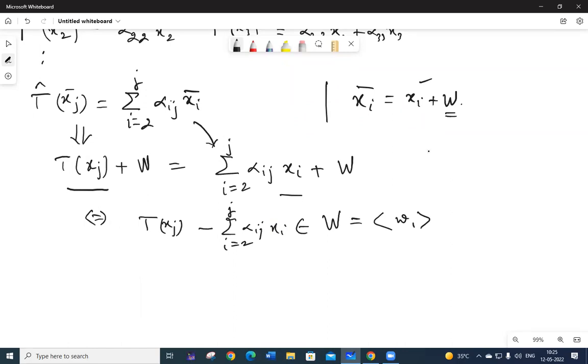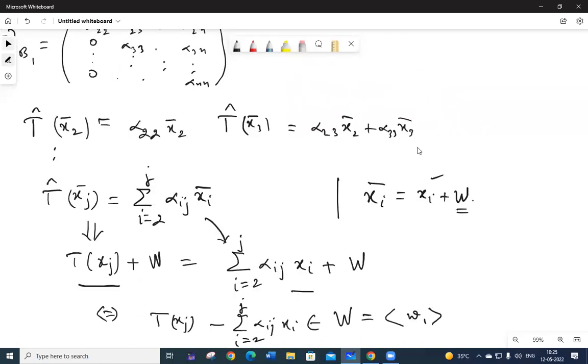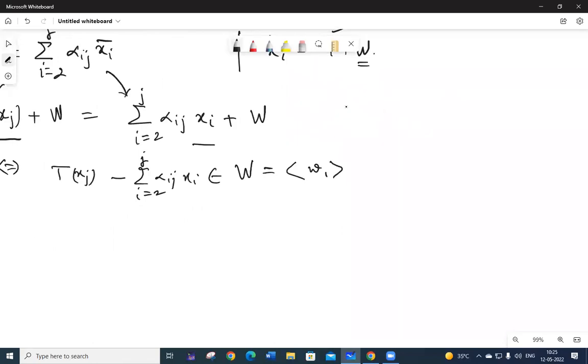This means this is true for j starting from 2 onwards. Look at that. This is true for all j's: 2, 3, and so on.